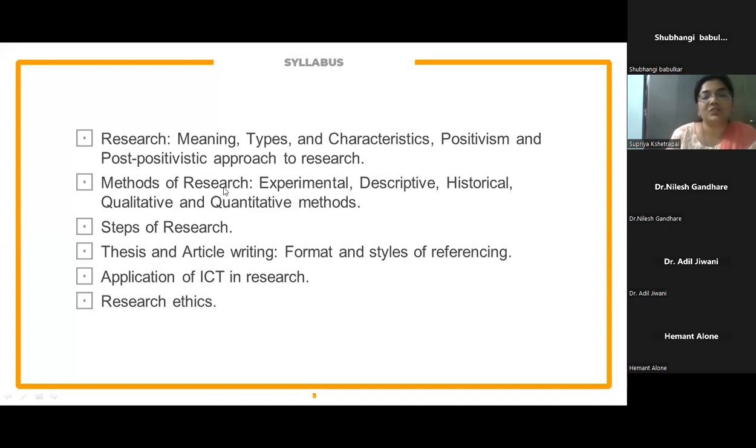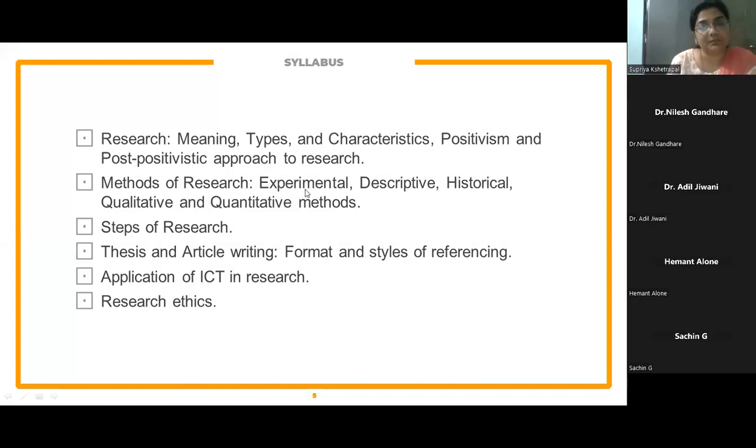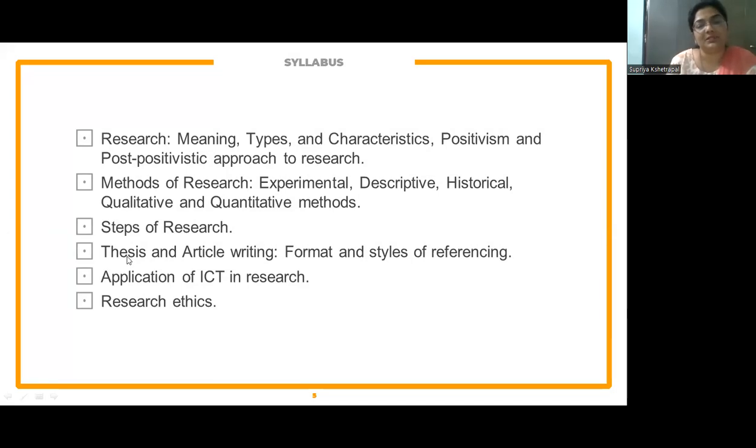Then the methods of research, which are the methods like experimental, descriptive, historical, qualitative, quantitative methods. Then this is one of the most important, that is the steps of research. Here it also includes the thesis and article writing, the format and the style of referencing, applications of information and communication technology in our research, and some research ethics. So let us see, we will see everything one by one.